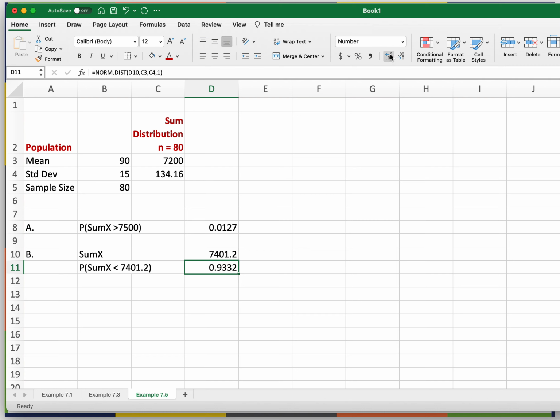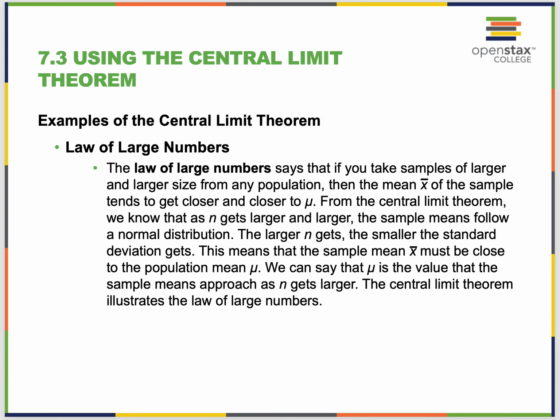4 decimal places, 93.92. Good for us. Using the central limit theorem.